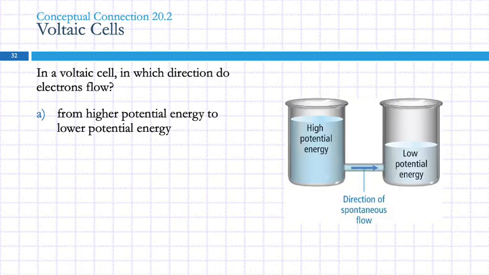So we can also think of it this way in terms of water. Here we have two beakers connected with a tube. And so this has a high potential energy and this has a low potential energy. And I think we all know intuitively, just from our life experience, that the water's going to flow in this direction until what happens? Until they become even, right?